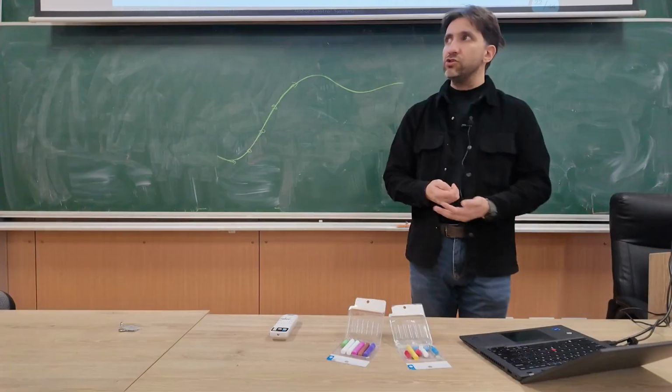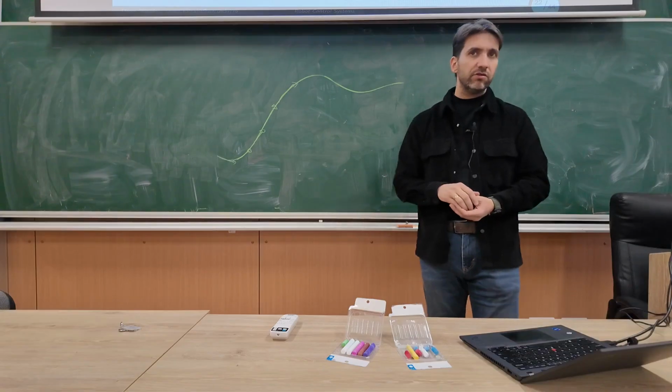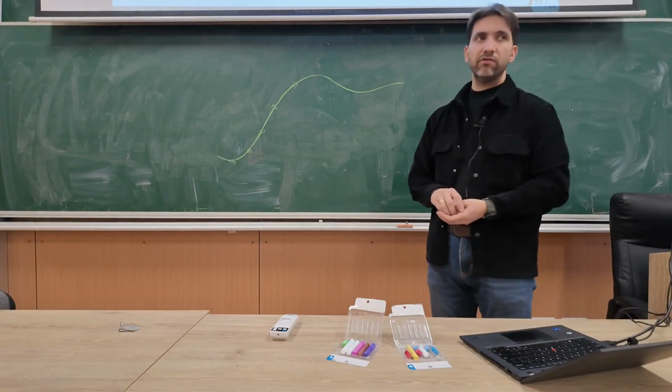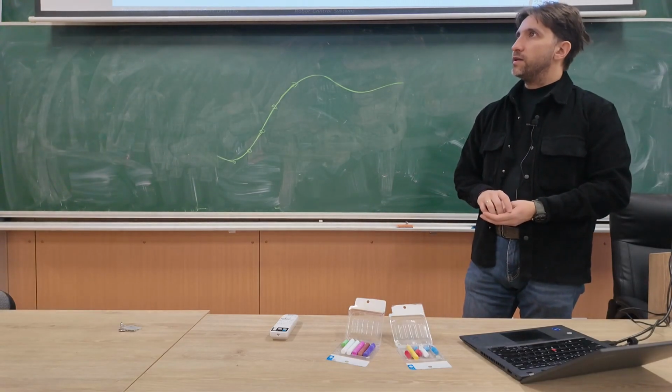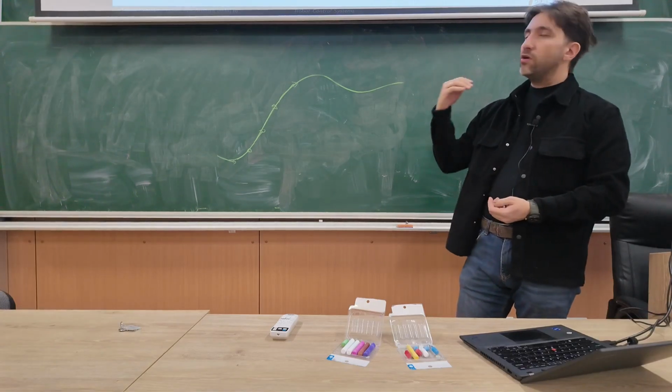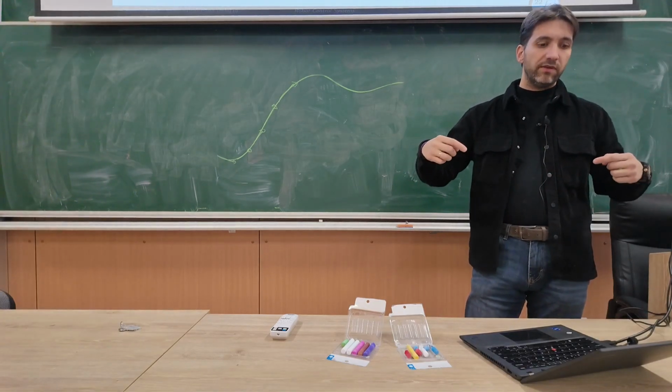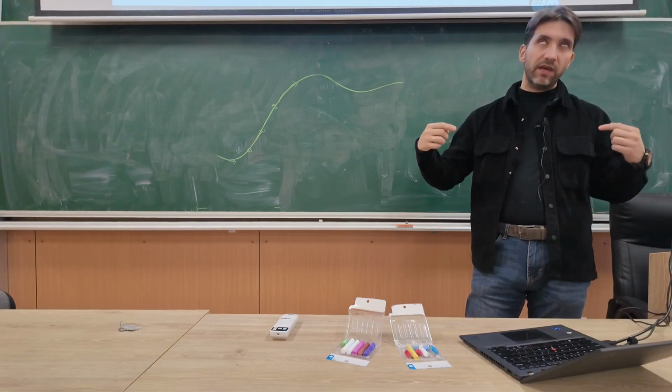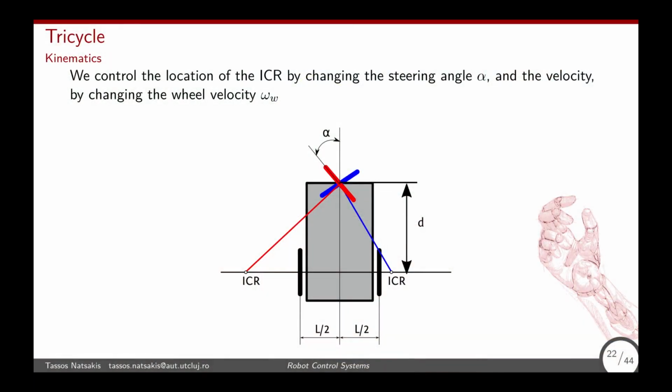One thing that I didn't mention about the instantaneous center of rotation, because it was not so relevant for the differential drive, is that this center of rotation will always be along the axis of rotation of all the wheels, right? So it will always be on top of this line, because this is the axis of rotation for the rear wheels, right? And then it will always be on the axis of rotation of the front wheel as well, right?